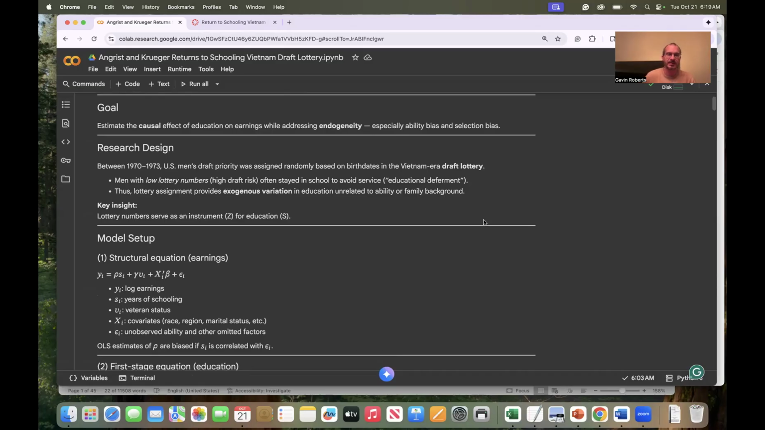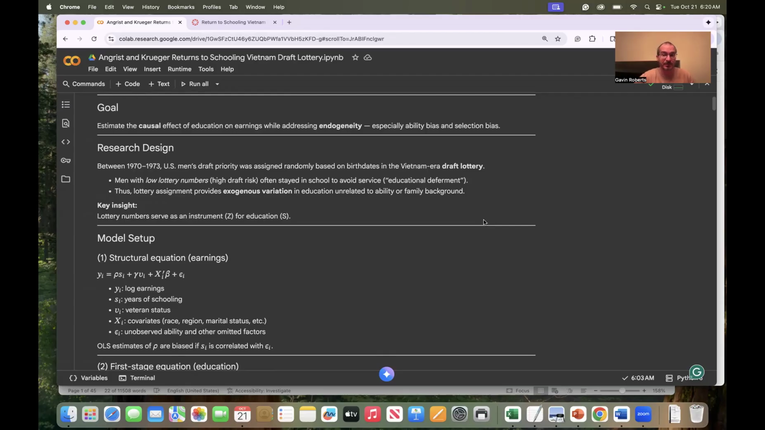So, research design. Basically, between 1970 and 1973, the US men's draft priority was assigned randomly based on birth dates in the Vietnam era, what's called the draft lottery. So men with low lottery numbers had high draft risk. If you got a low number, that means you are at high risk of being drafted, because basically you get random numbers, and then based on the needs of the military, they would say a number like 50. Everybody below that number would be drafted. So that's why having a low number increased the probability of being drafted.